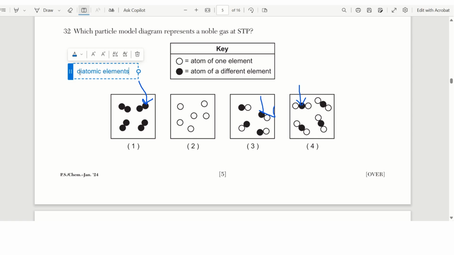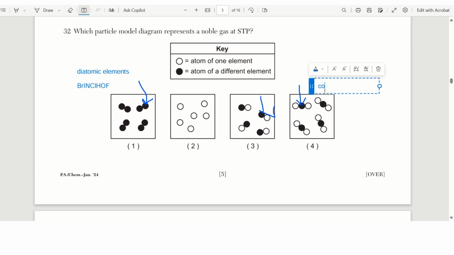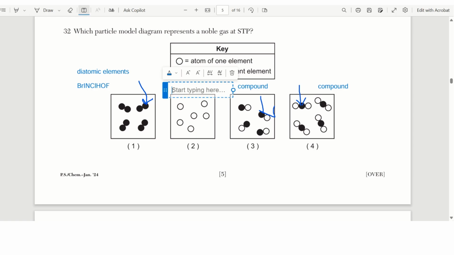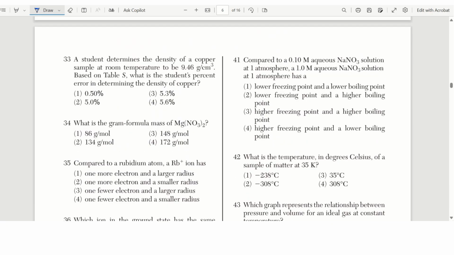And those elements are Br I N Cl H O F. So bromine, iodine, nitrogen, chlorine, hydrogen, oxygen, and fluorine. Those are the diatomic elements. This over here is a compound. This is a different compound because it's a different ratio. Okay. This is an element, but it is a monatomic element, which is what a noble gas is. So the correct answer here is number 2. Okay, number 33.